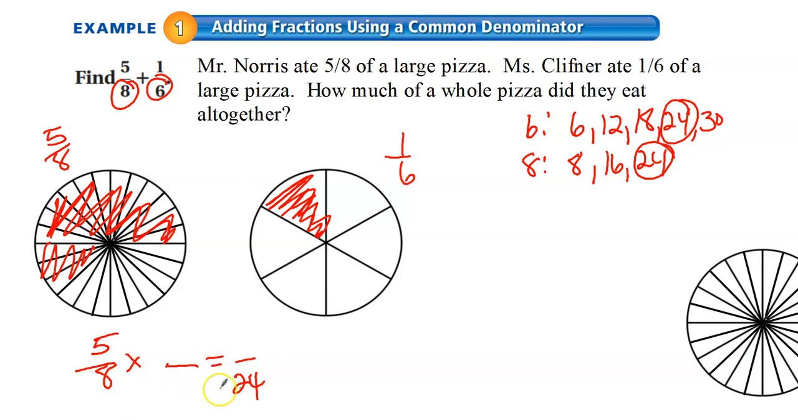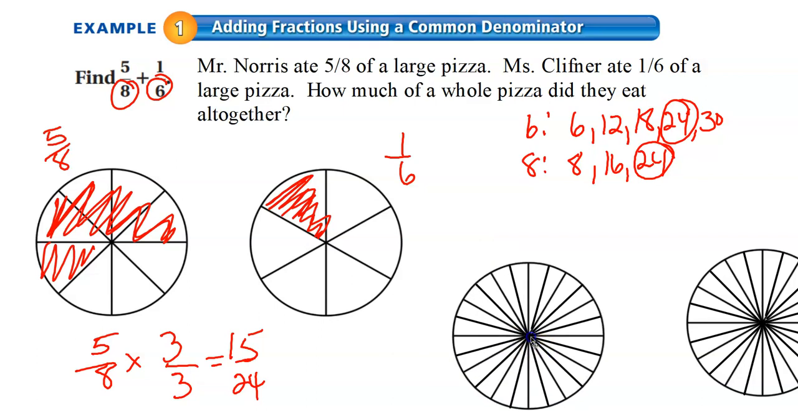So when I multiply 8 times 3, I get 24. And when I multiply 5 times 3, I get 15. So what I'm doing is I'm taking each of these pieces and I'm actually cutting them into thirds. So every time I count one of these pieces, it's 3, 6, 9, 12, 15. That's how I get 15 24ths.